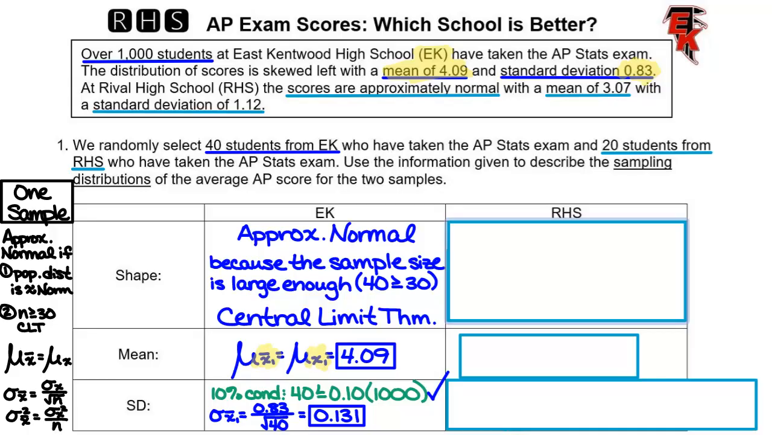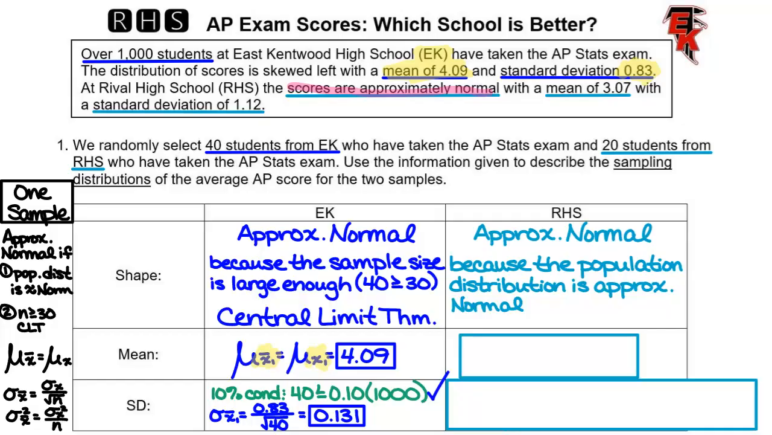What is the shape for the sampling distribution for RHS? Approximately normal. Why? Because the population is approximately normal. That tells us that right here. Population distribution is approximately normal. Either one of those criteria will get me an approximately normal sampling distribution.